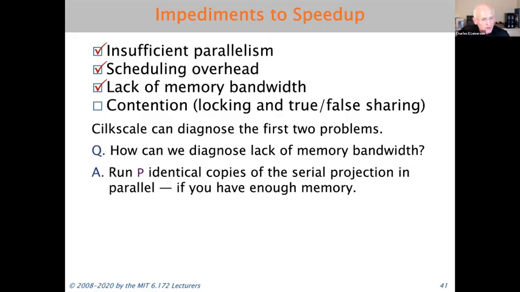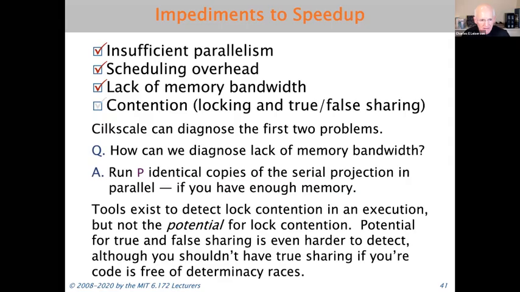So when you run one version, it runs fine, but when you run p identical versions, they're all going to go to the memory. And if it's a problem in parallel, it will be a problem for this sort of obviously parallel thing. You just run p copies, one on each core, and see whether or not it saturates the memory bandwidth and slows down.